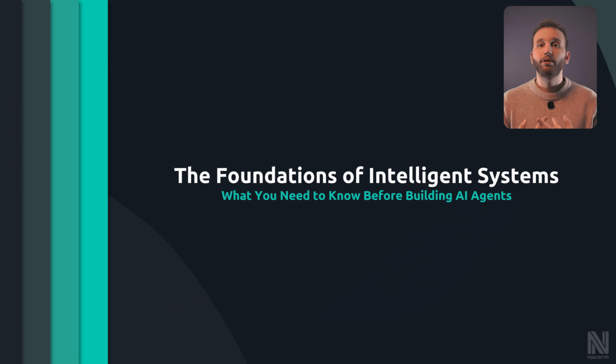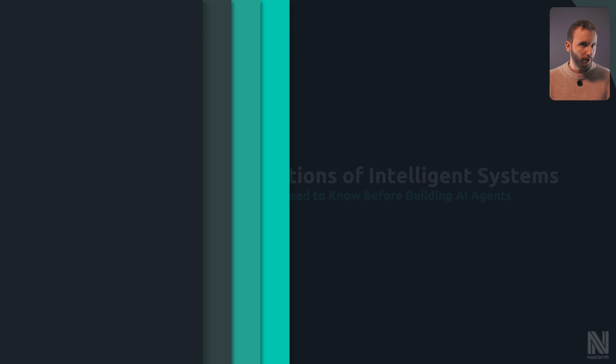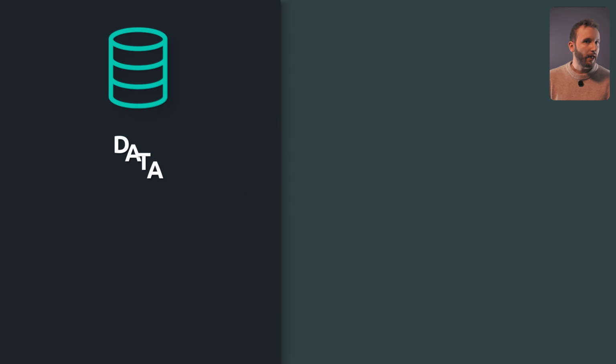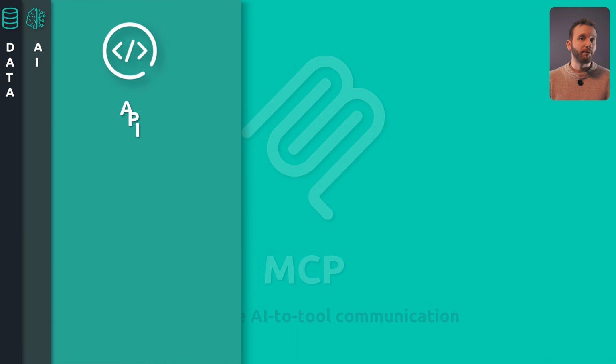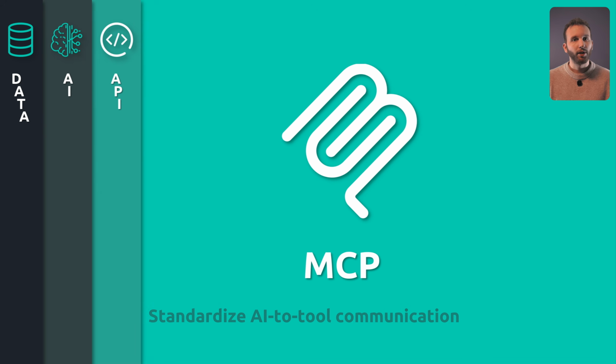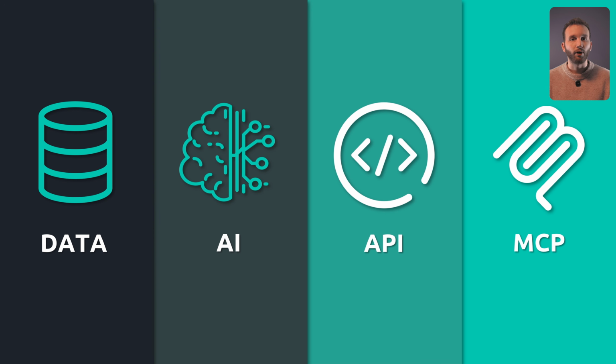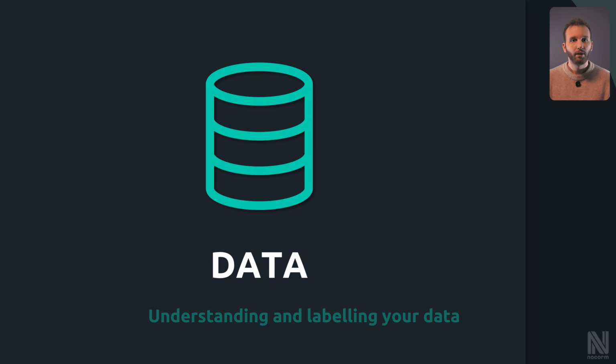This series is structured around 4 pillars: data, AI, API, and MCP. Each one is independent, but together they form the foundation of any intelligent system. We'll cover the theory behind each pillar and then move into hands-on implementation, where we build a full MCP system from scratch, step by step, with real code and real Autodesk data. Today, we start with the first pillar, data.